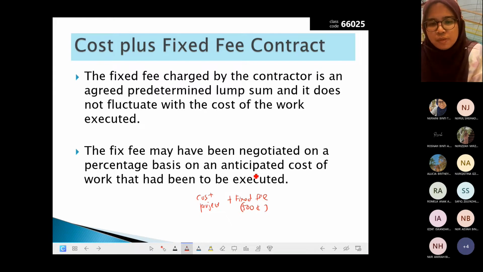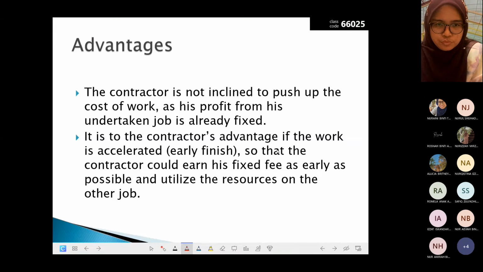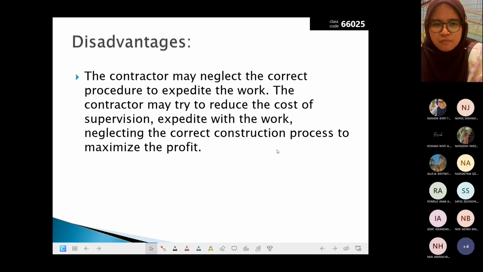Okay. So the fee may have been negotiated on a percentage basis on the anticipated cost of work to be executed. Okay, the contractor is not inclined to push up the cost of work as his profit from the undertaken job is already fixed. So he doesn't need to add cost. Unless he finishes early, accelerating early finish so that the contractor could earn his fee as early as possible. Okay, the disadvantage: the contractor may neglect the correct procedure to expedite the work. He wants to finish fast, he rushes everything, gets his money, then that's the end.